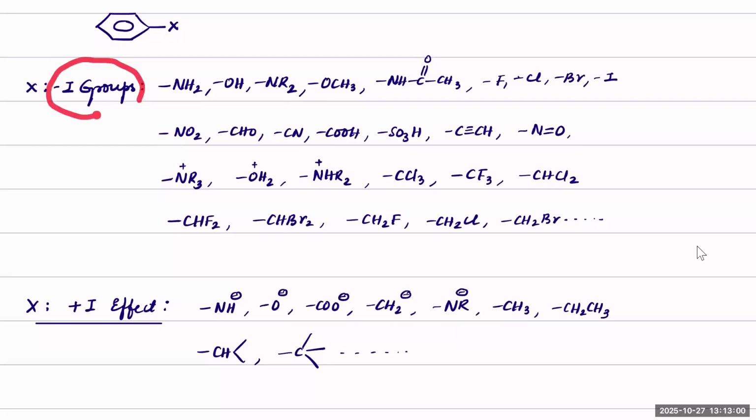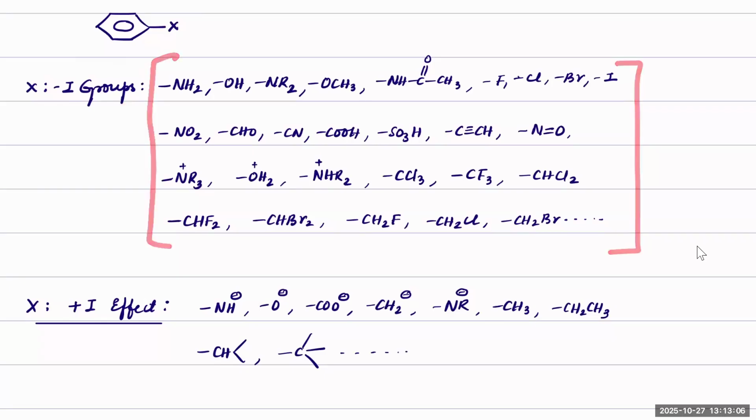Next, groups which give minus I effect on benzene. All of these groups will give you minus I effect on benzene: NH2, OH, NR2, OCH3, everything. I want you to go through them list by list, which of them are giving minus I. Majority of them are also giving plus M. So they are giving minus I, and at the same time they are offering plus M also. Just try to focus on that part.